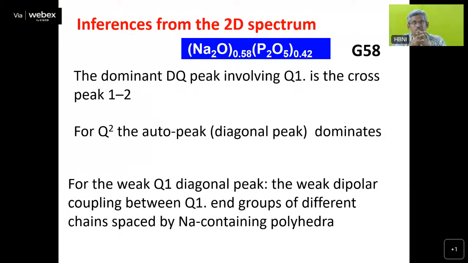Then last class we discussed how to use two-dimensional NMR called double quantum NMR to interpret the structure of phosphate glasses for a better understanding. Because one-dimensional NMR is also good, but some information is hidden in the NMR spectrum which we cannot get by doing only one-dimensional NMR. So we have discussed how to get some information from two-dimensional NMR spectra.